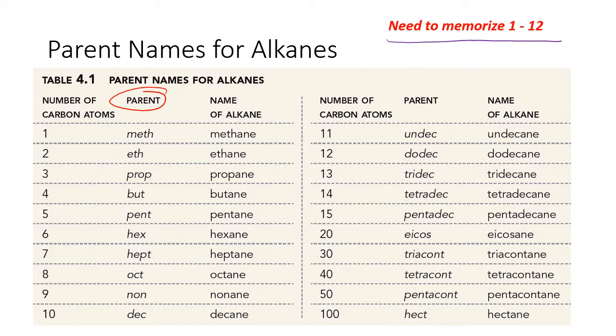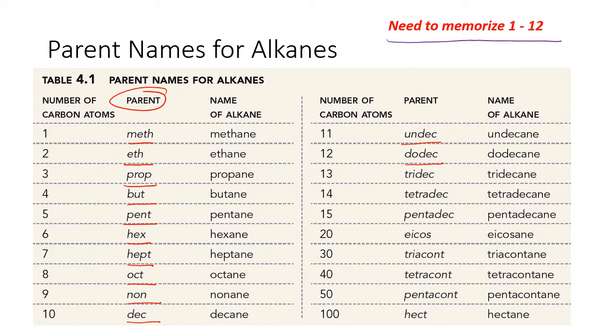For example, if your longest carbon chain had 1 carbon, then the name would be meth. If your longest parent chain had 2 carbons, then the name would be eth. 3, prop. 4 is but. 5 is pent, 6 is hex, 7 is hept, 8 is oct, 9 is non, 10 is dec, 11 is undec, and 12 is dodec.